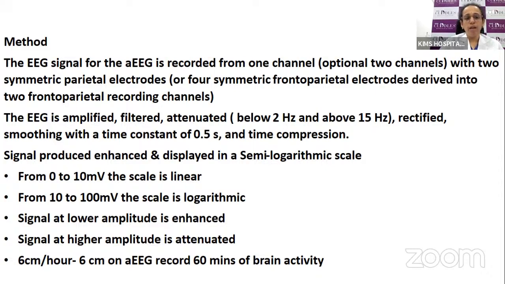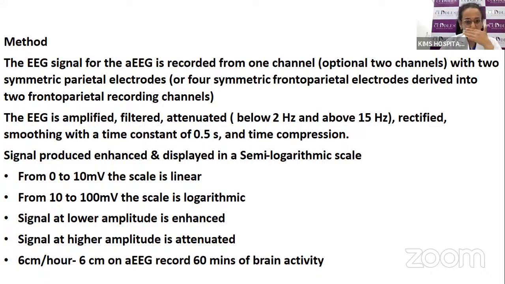So the EEG graph which is obtained will be amplified and then filtered. The graph will be attenuated below 2 Hz and above 15 Hz as we discussed, and then it is rectified, and smoothing will be done with a time constant of 0.5 seconds, and time compression will be done. So 1 hour of conventional EEG will be recorded in 6 centimeters in the amplitude integrated EEG.